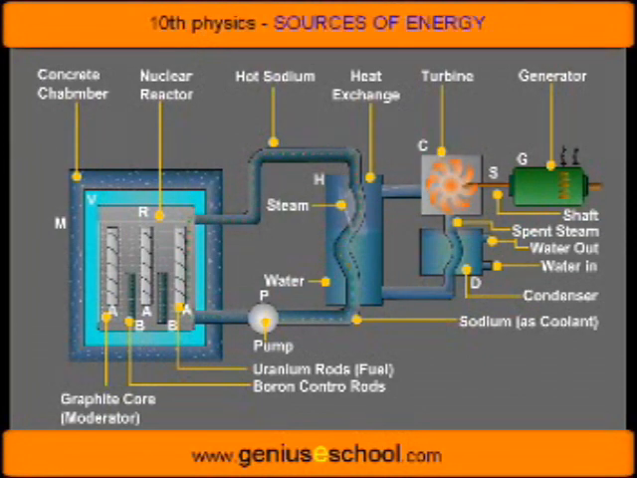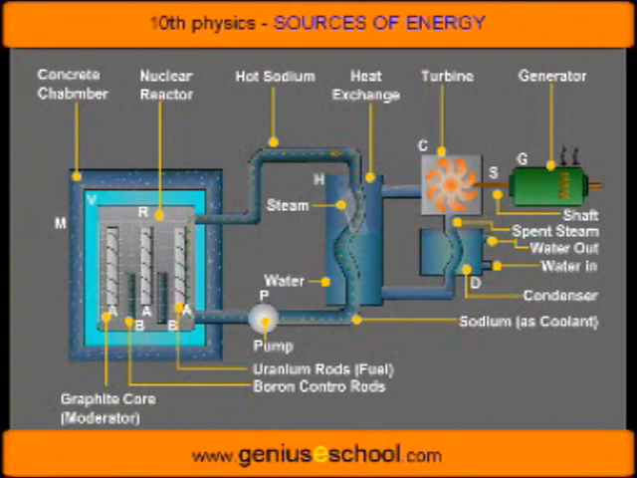The pressure of steam makes the turbine rotate. The shaft S of the turbine is connected to a generator G. When the turbine rotates, its shaft also rotates and drives the generator. The generator produces electricity. The spent steam coming out from the turbine chamber is passed through a condenser D.